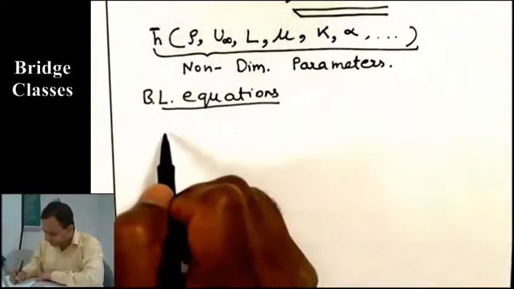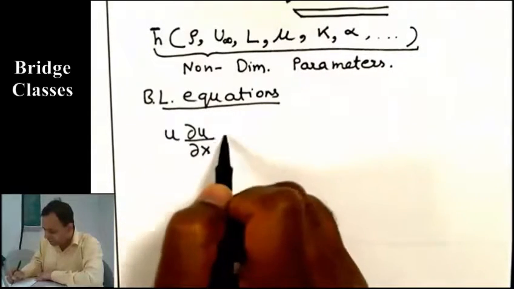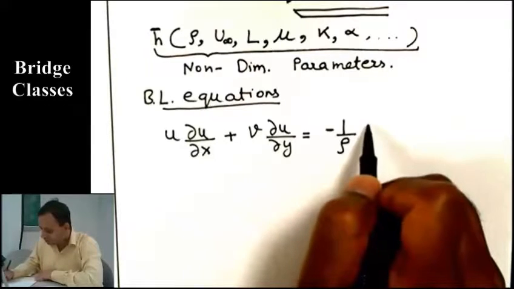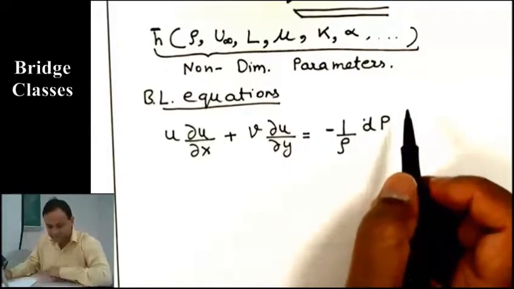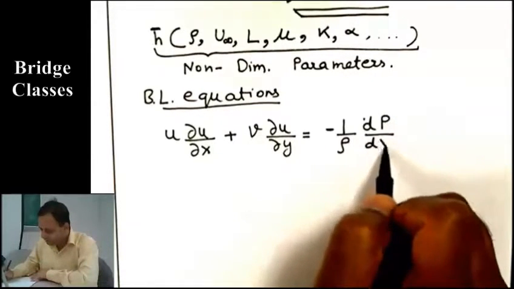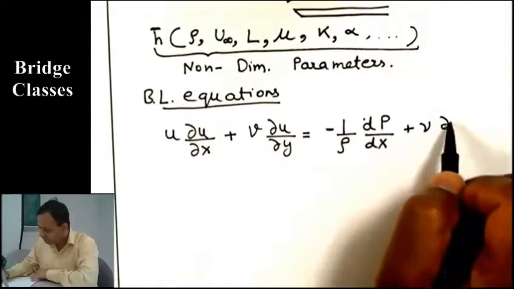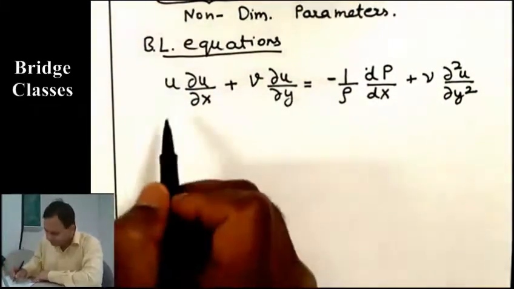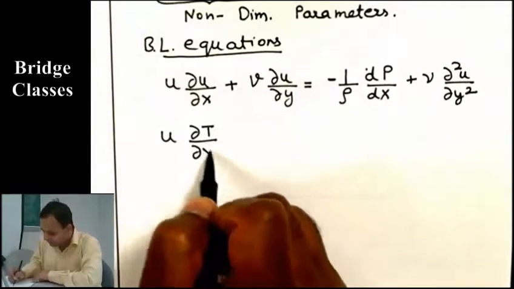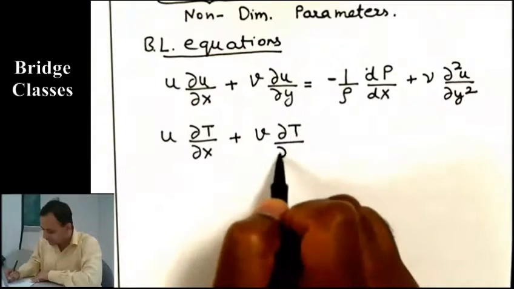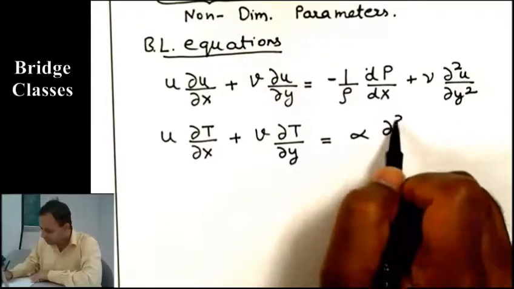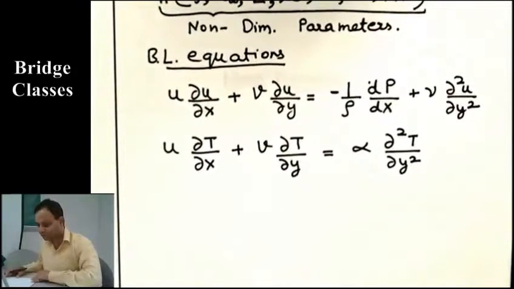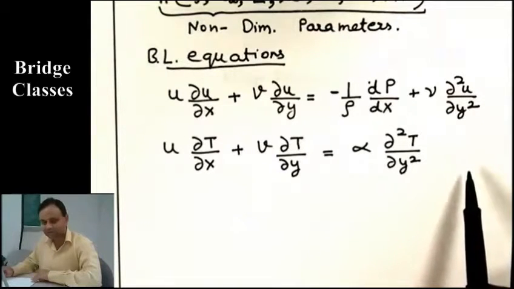the momentum equation in the x direction is u ∂u/∂x plus v ∂u/∂y equals negative 1 over rho dp/dx plus nu ∂²u/∂y². This is the equation. And the energy equation is u ∂T/∂x plus v ∂T/∂y equals alpha ∂²T/∂y². These are the boundary layer equations, because we did not include some of the terms which are negligible in the boundary layer.